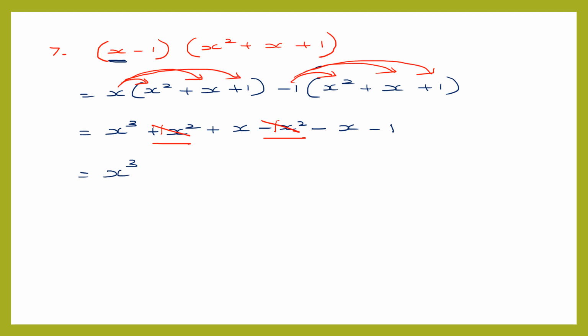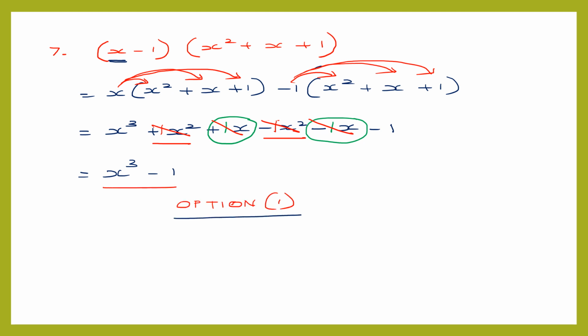So next thing we have to do is we look for x. So here we have plus x, that is plus 1x. And here we have minus x, that means minus 1x. So plus 1 minus 1 is 0. They are not to be added because the signs are different. So again 1 minus 1 is 0. It gets cancelled. Now what is left? We only have minus 1 left. Let's write it, minus 1. So what is our answer? x to the power of 3 minus 1. So our answer here is option 1.